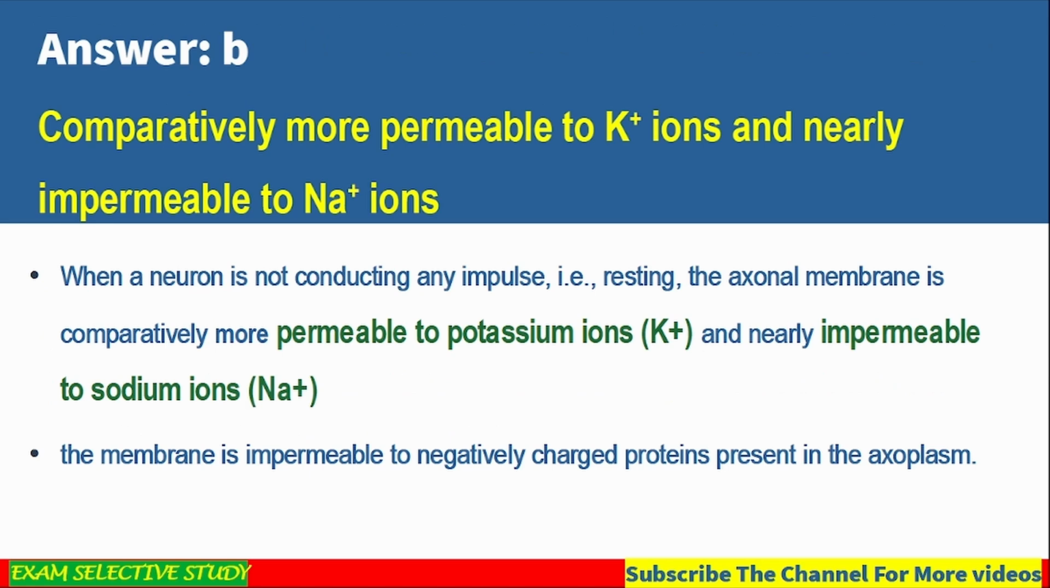When a neuron is not conducting any impulse, that is resting, the axonal membrane is comparatively more permeable to potassium ions, K+ ions, and nearly impermeable to sodium ions, Na+. The membrane is impermeable to negatively charged proteins present in the axoplasm.